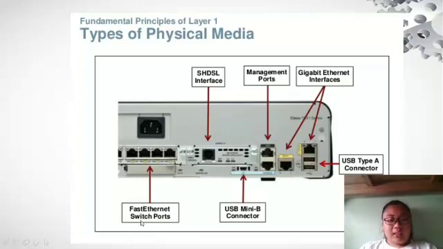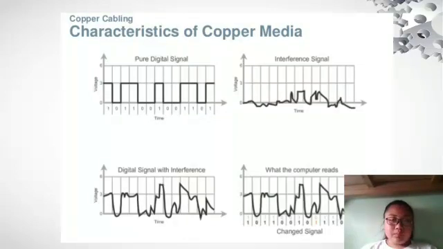The first one is the fast Ethernet switch ports, the SHDSL interface, the USB mini-B connector, management ports, and the gigabit Ethernet interface, and the last one is the USB Type A connector. This picture shows the characteristics of copper media. The first one is a pure digital signal, the second one is an interference signal, the third one is a digital signal with interference, and the last one is the changed signal.